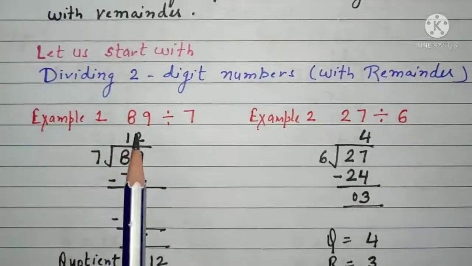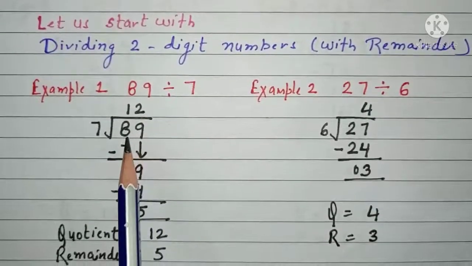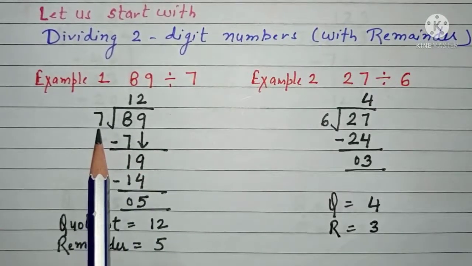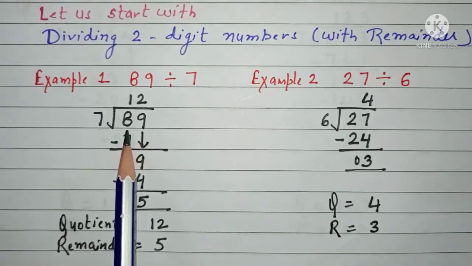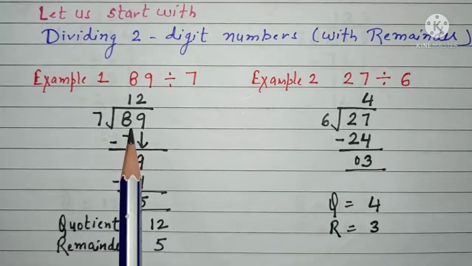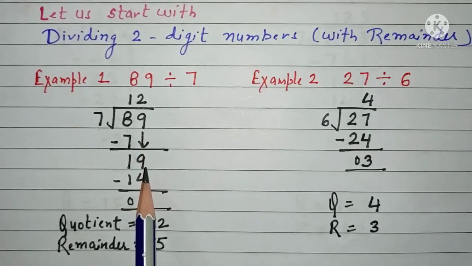Example number 1, 89 divided by 7. That means here 89 is the dividend and 7 is the divisor. As we already know that in a 2-digit number, the highest place is tens. So, first of all, solving the digit at the tens place, that is 8. 7 ones are 7. 8 minus 7 is 1. Putting the ones place down, which is 9, and the number has become 19.